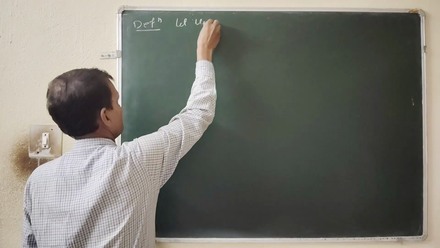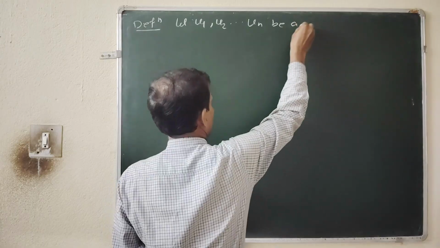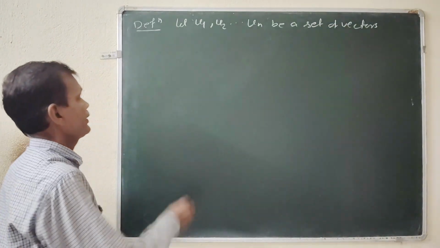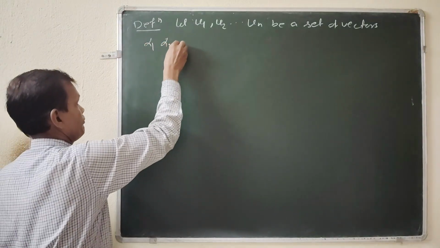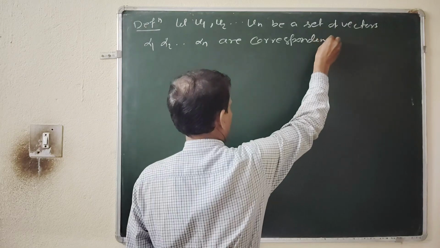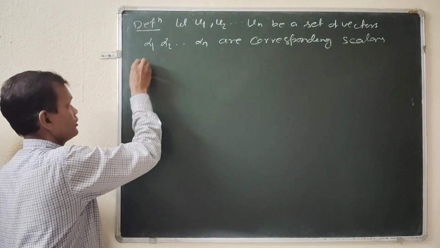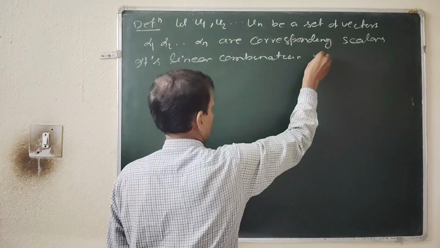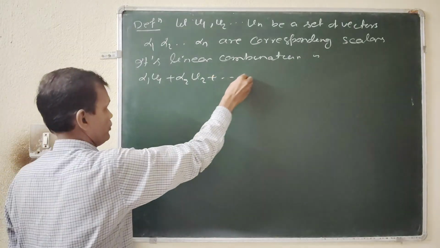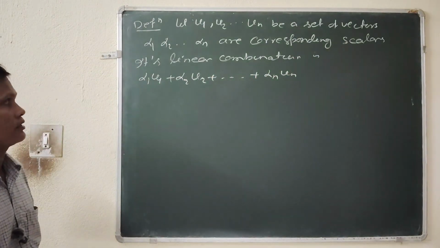Let v1, v2 up to vn be a set of vectors, and alpha 1, alpha 2 up to alpha n are corresponding scalars. If you take its linear combination, it is alpha 1 v1 plus alpha 2 v2 up to alpha n vn. So this is the linear combination.